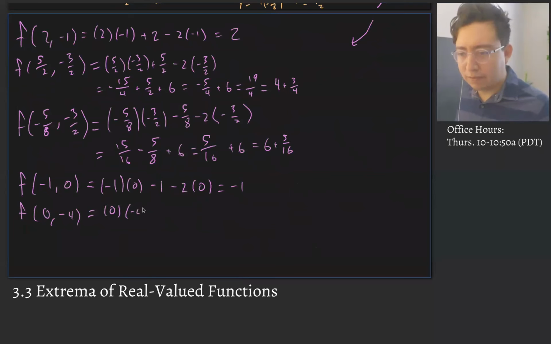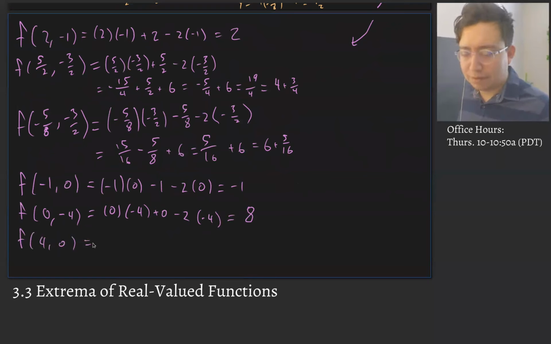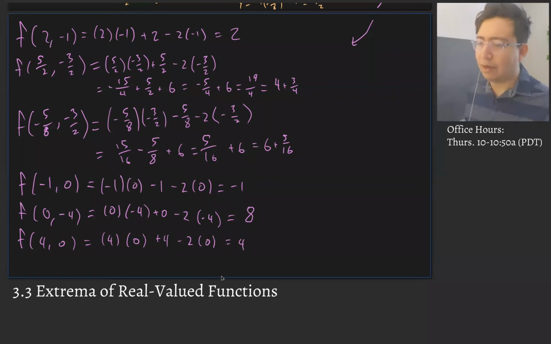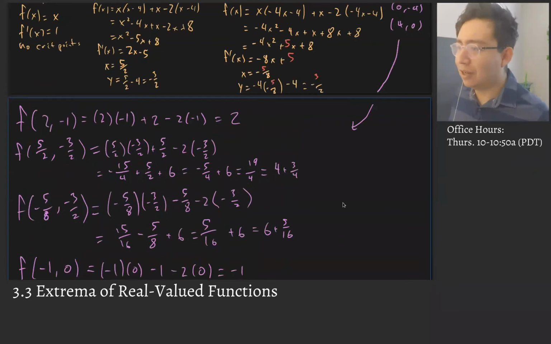0 times -4 plus 0 minus 2 times -4. So this is a +8. We have f of 4 comma 0. I'm glad we checked these. Plus 4 minus 2 times 0. So this is just 4. Okay, cool. Definitely glad we checked these.